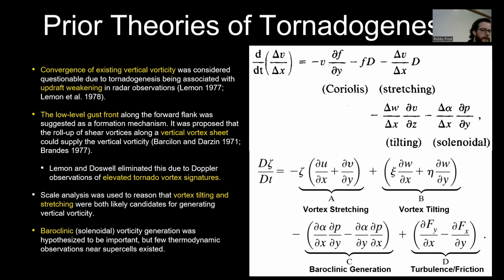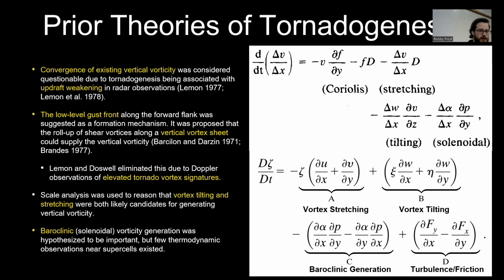They kind of hypothesized that convergence of existing vertical vorticity was a questionable tornado genesis mechanism, because to them, tornadoes were associated with updraft weakening in radar observations. So like, well, if the updraft is weakening, then we're probably not going to be relying on low-level convergence as much.